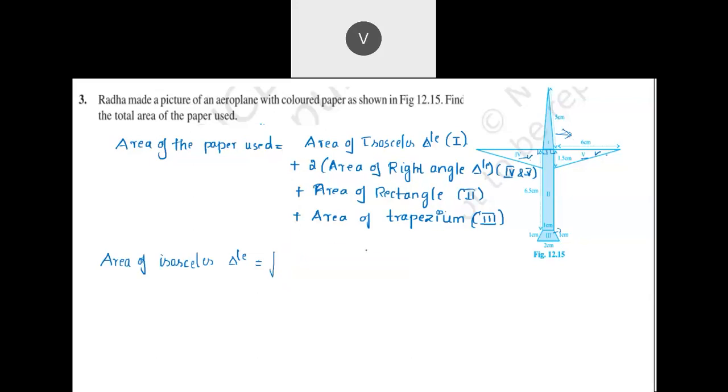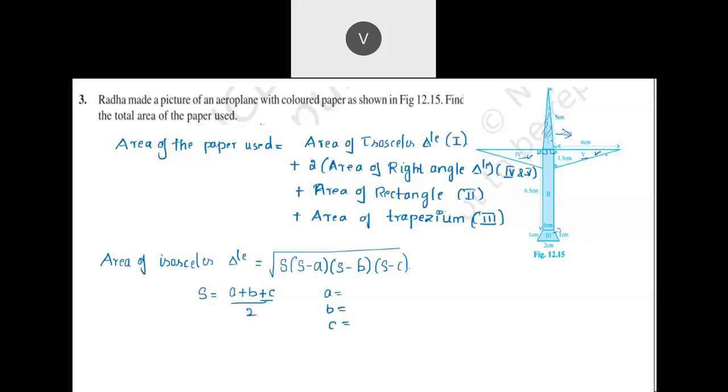Okay. You can use Heron's formula, right? What is Heron's formula? Root of S into S minus A into S minus B into S minus C. First of all, we need to find out S value, right? What is the formula to find S value? S is equal to A plus B plus C by 2. What is A value, B value and C value, children?